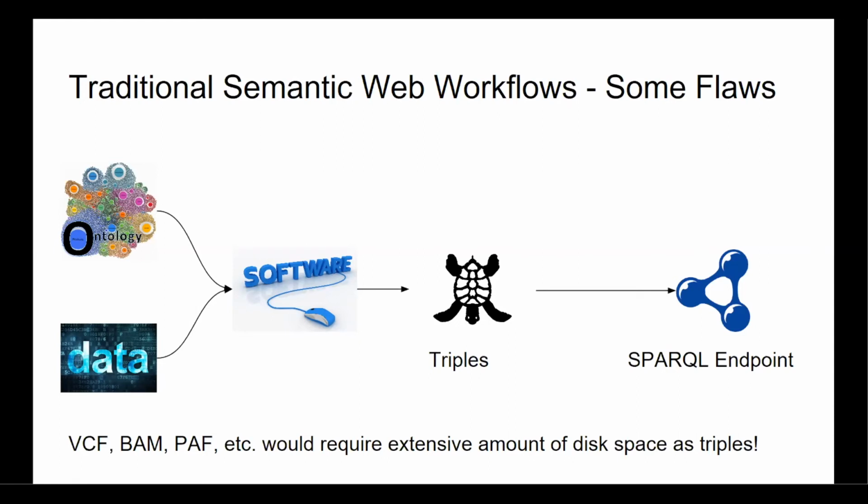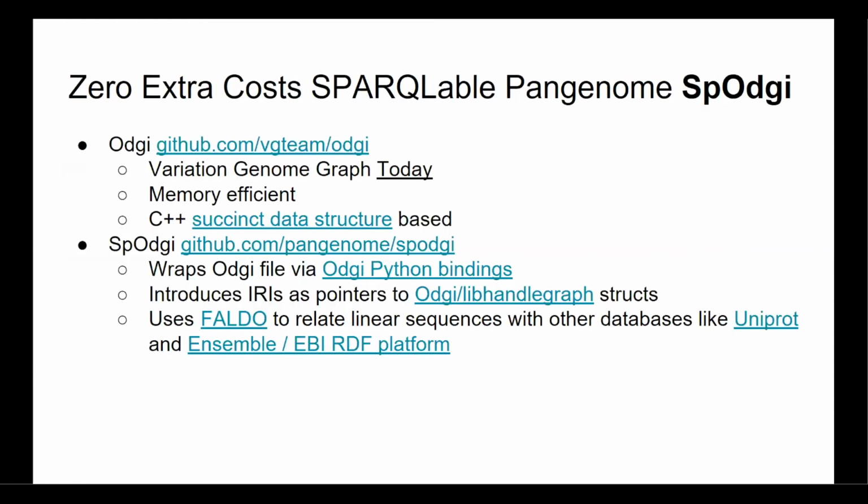This problem is tackled by Spodgi, which is used to create a zero extra cost SPARQLable pangenome. Spodgi does that by building on ODGI, which is a variation graph genome toolkit. It has a very memory efficient C++ data structure implementation. And Spodgi uses the ODGI Python bindings to actually wrap an ODGI file directly. It introduces IRIs as pointers to the ODGI libhandle graph structures.